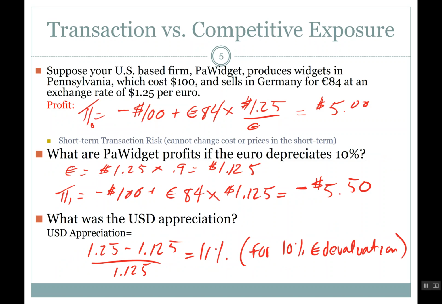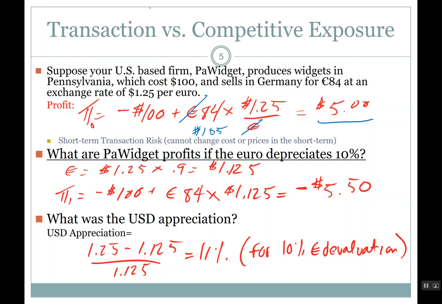So here's a silly example I made up. You have a firm, PA Widget. You produce widgets in Pennsylvania that cost $100 to produce. You sell them to Germans at 84 euros. Say the spot price of the euro is $1.25 per euro. Therefore, when you take your 84 euros at $1.25, you get $105 for your sale, and you wind up with a $5 profit. Nice little business model, right? Make widgets for $100 in Pennsylvania and sell them for $105 in Germany.